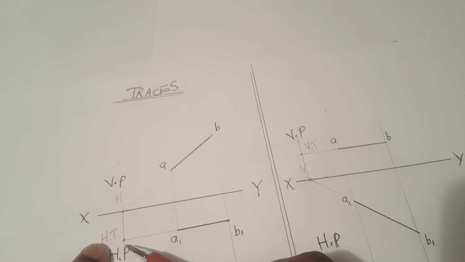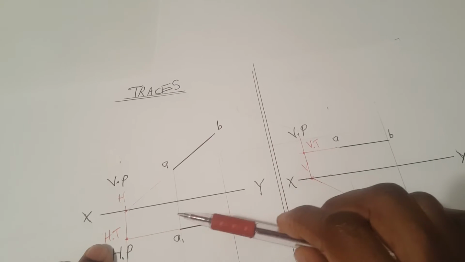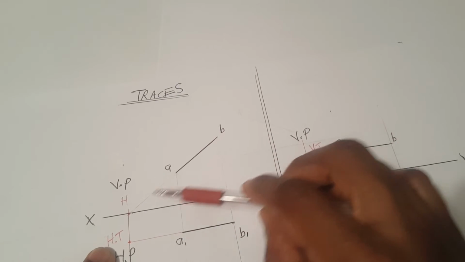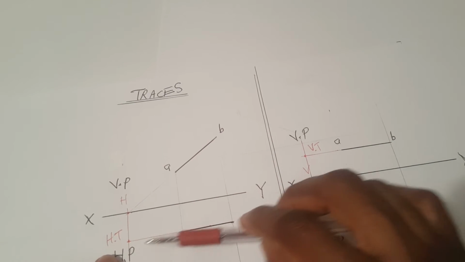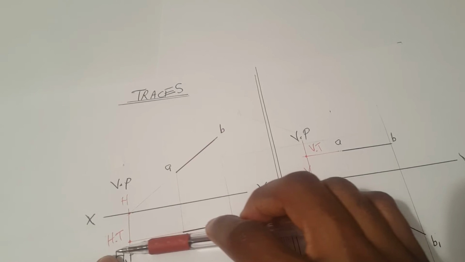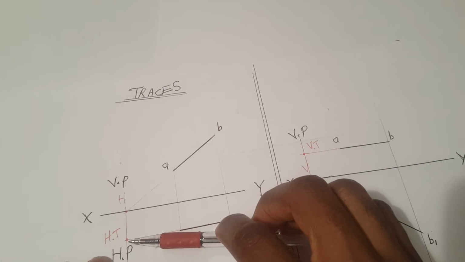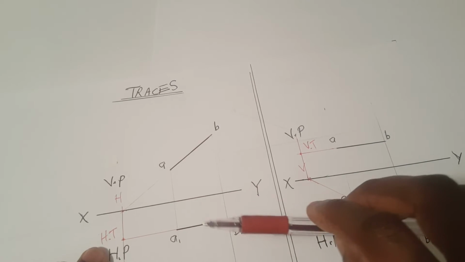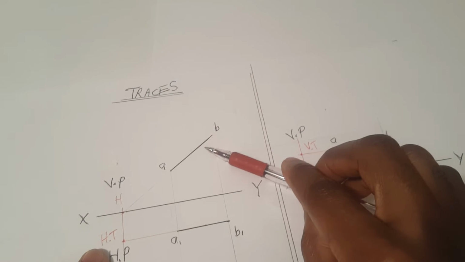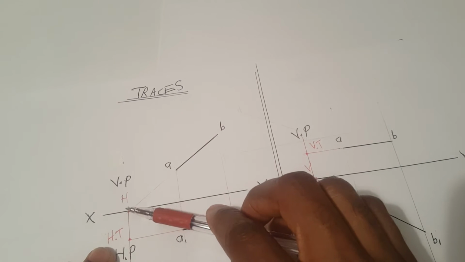To find the horizontal trace, we must combine the front and the plan. Now, at the point where the front cuts the XY line, we bring that point down. And in like manner, we extend the plan, parallel plan, across that line. So that point becomes the horizontal trace. Yes? And remember that only the front elevation can be used to produce the horizontal trace.